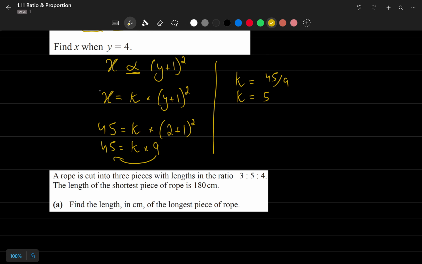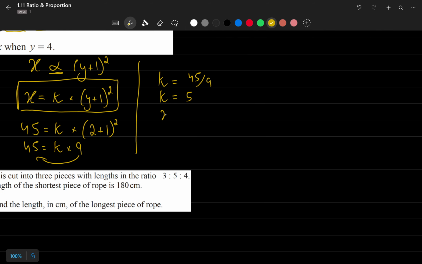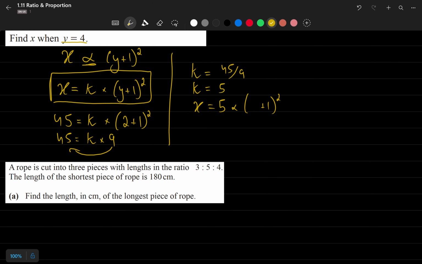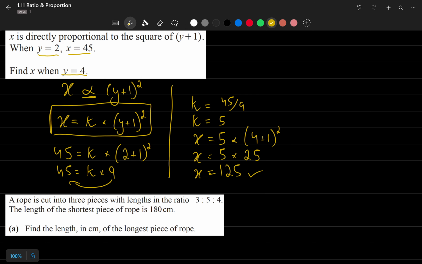Now instead of k in this equation we put 5. So x is equal to 5 times (y plus 1) whole square. Now we are asked to find x when y is equal to 4. In the place of y we just put 4. 4 plus 1 is equal to 5. So x is equal to 5 times 5 square, which is 25. 5 times 25 is equal to 125. So this is the value of x when y is equal to 4.